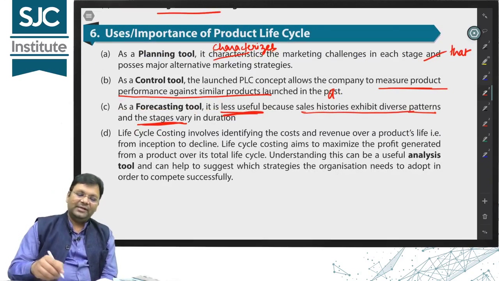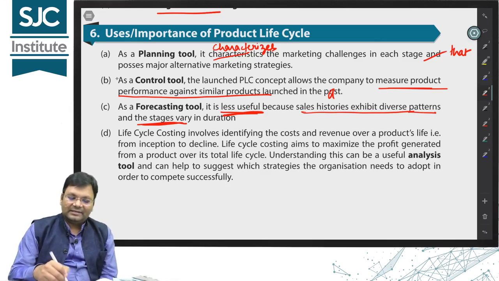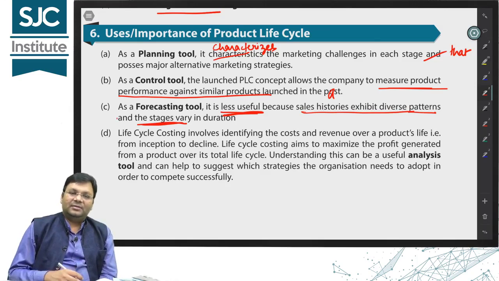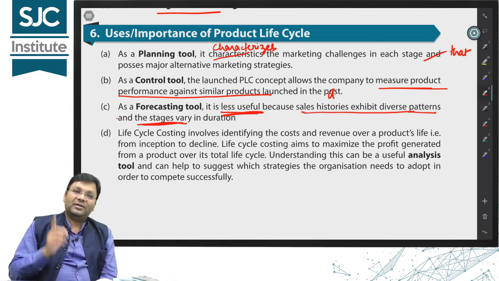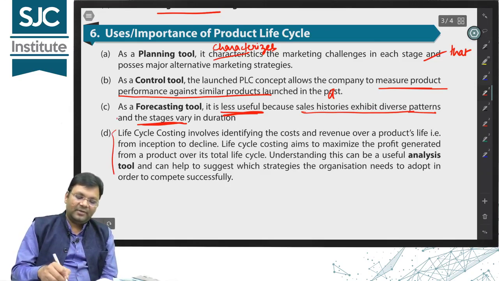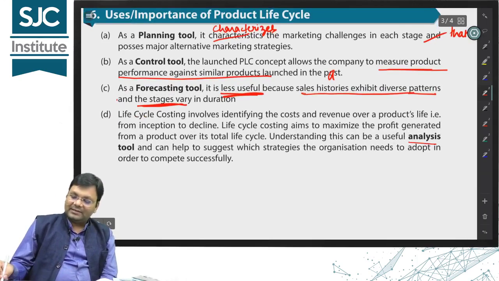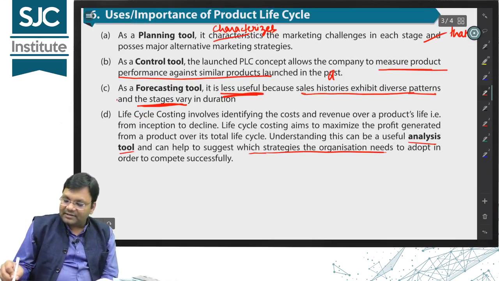And usually in your life cycle notes, these 3 points are there. But in question 6 of DJB, a 4th point was there which was not there in the ICAI material. So I noted it from there, that it can be used as an analysis tool. Analysis tool as in what? It suggests to us which strategies the organization needs.